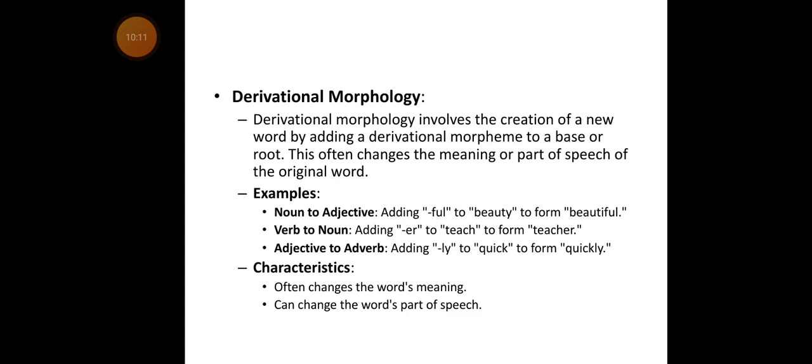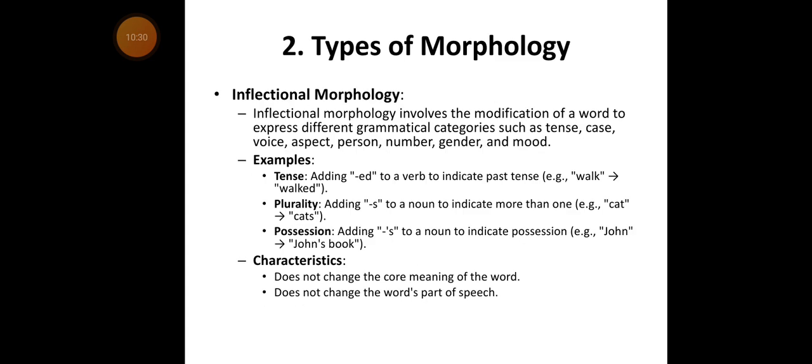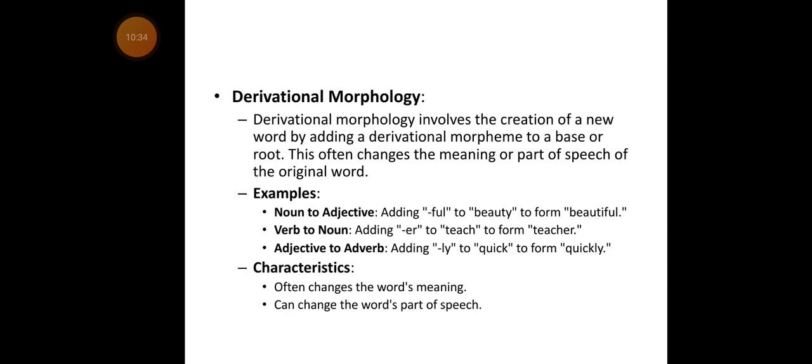Then the second one is derivational morphology. Now, what is derivational morphology? It involves the creation of new words by adding derivational morphemes to a base or the root. This often changes the meaning or part of speech of the original word. As we said, inflectional morphology does not change the meaning, but derivational morphology can change the meaning.